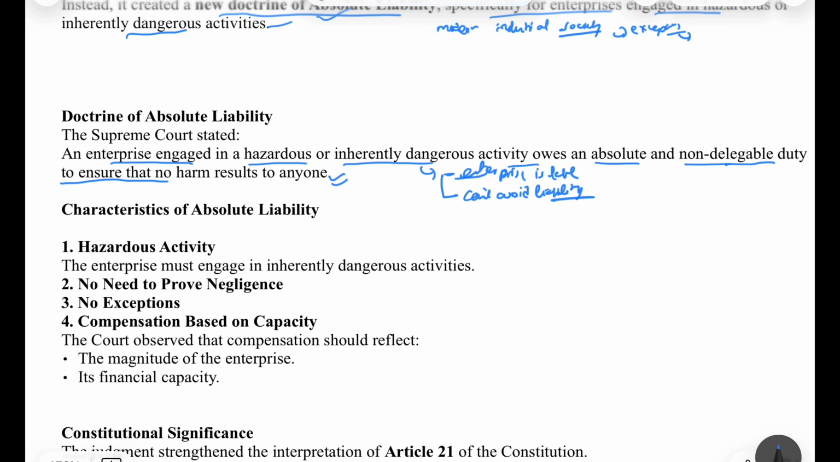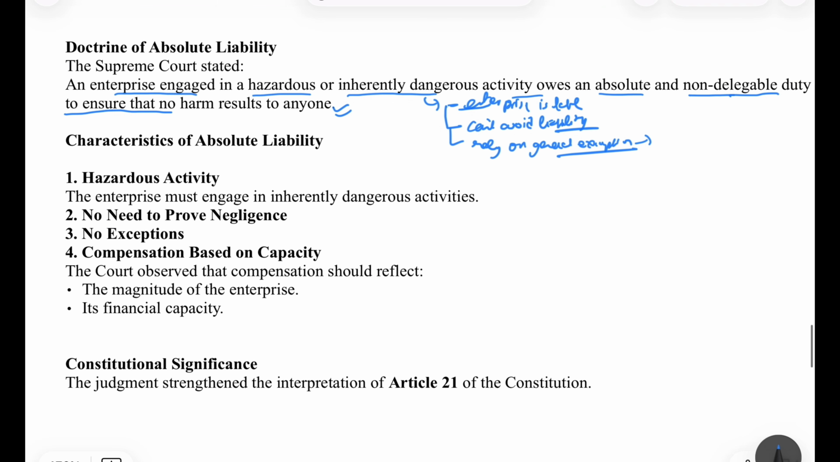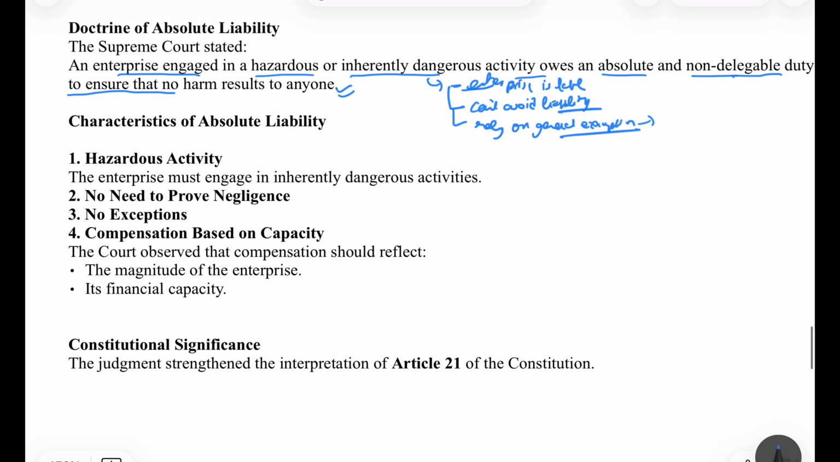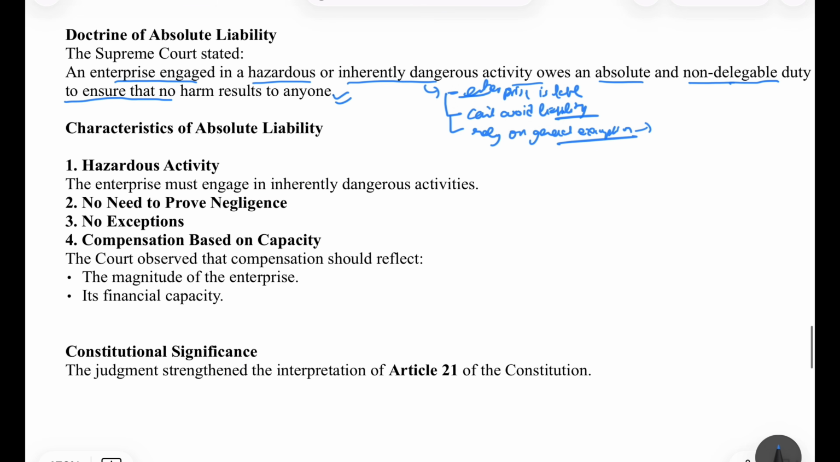by proving reasonable care and by saying that it is not negligent. So it cannot rely on the general exceptions available under strict liability. Those are act of God, act of a stranger or third party, and plaintiff's conduct, and the others which were discussed in the previous slide.